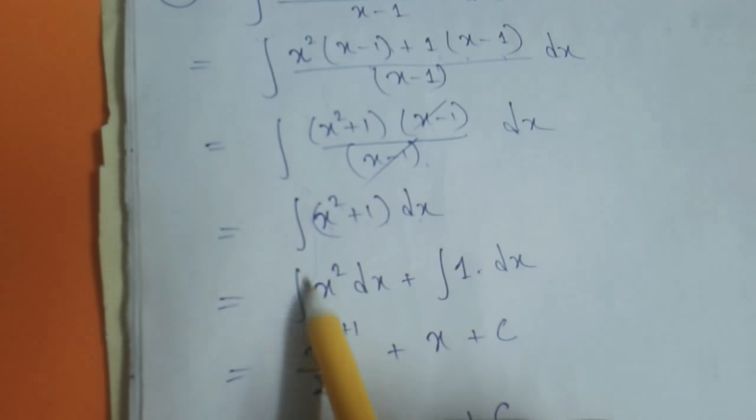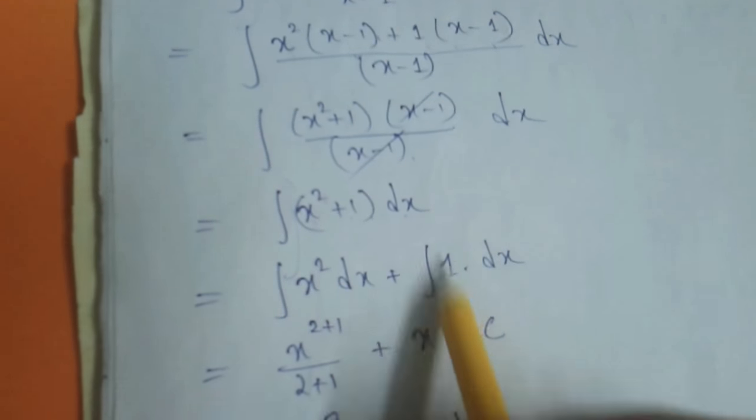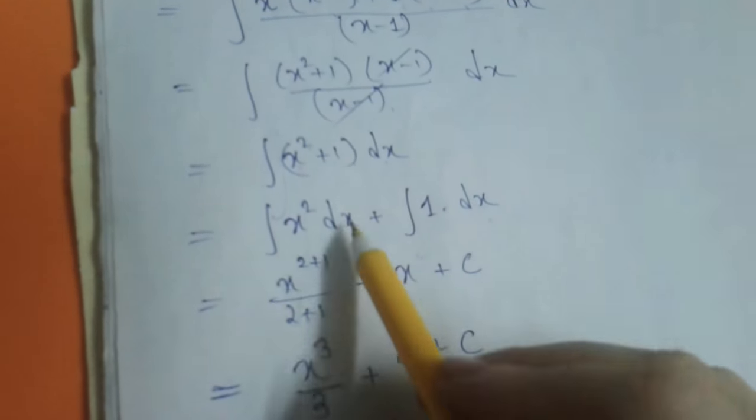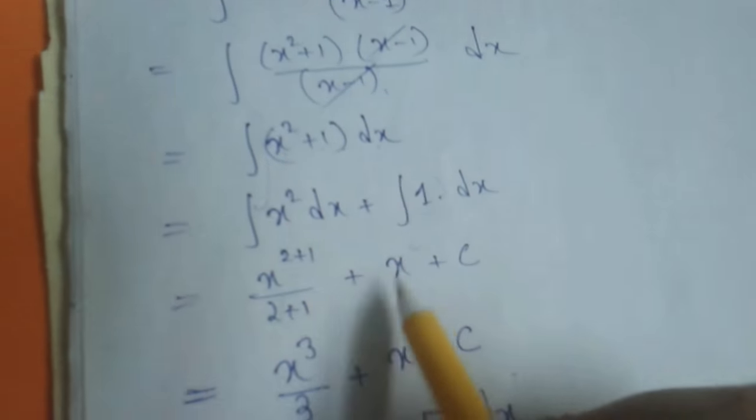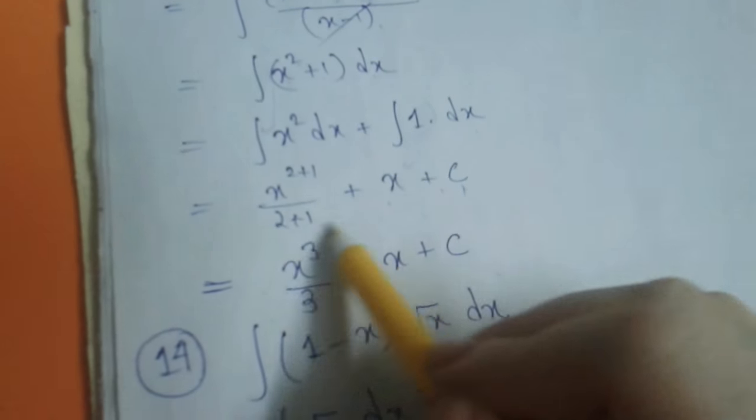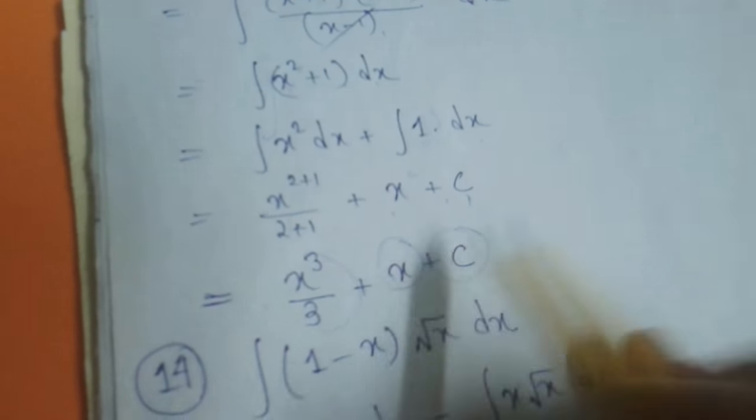I am separating them, equals to integration of x square into dx plus integration of 1 into dx. Using the formula, equals to x to the power 2 plus 1 divided by 2 plus 1 plus integration of 1, that is x, plus c, equals to x cube by 3 plus x plus constant c.